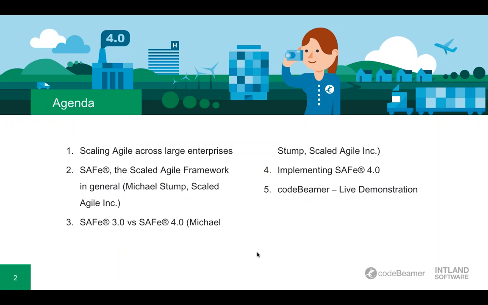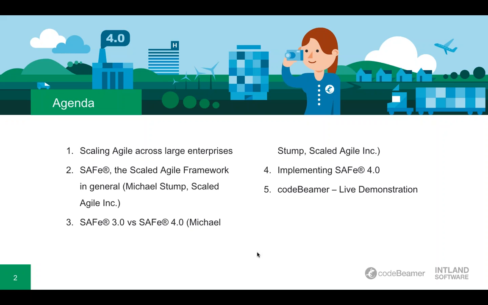In this webinar, we'll be discussing how to scale Agile across large enterprises and why this is important. Mr. Michael Stump is going to talk a little bit about the Scaled Agile Framework in general, and what exactly the differences between the Scaled Agile Framework 3.0 and Scaled Agile Framework 4.0 are.